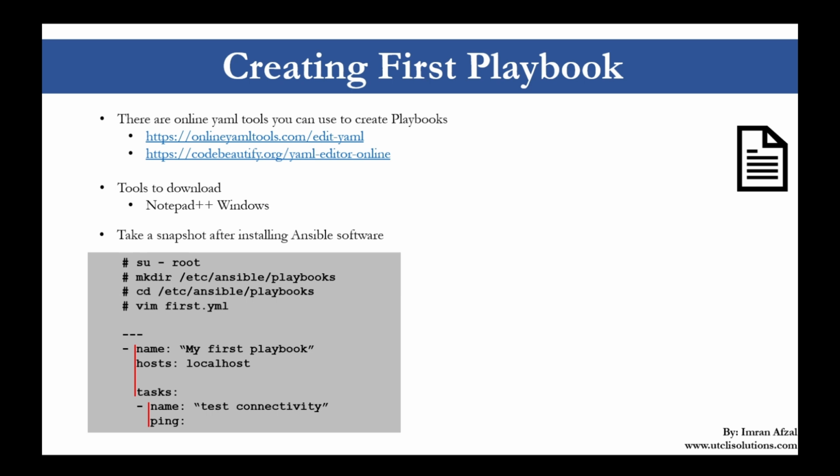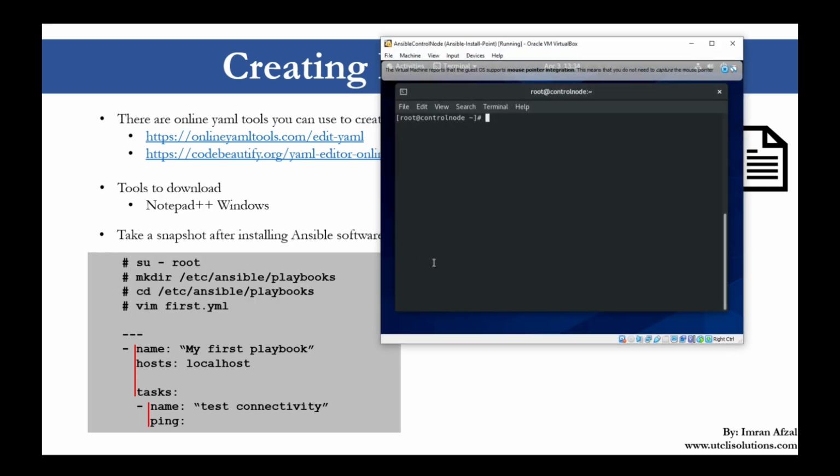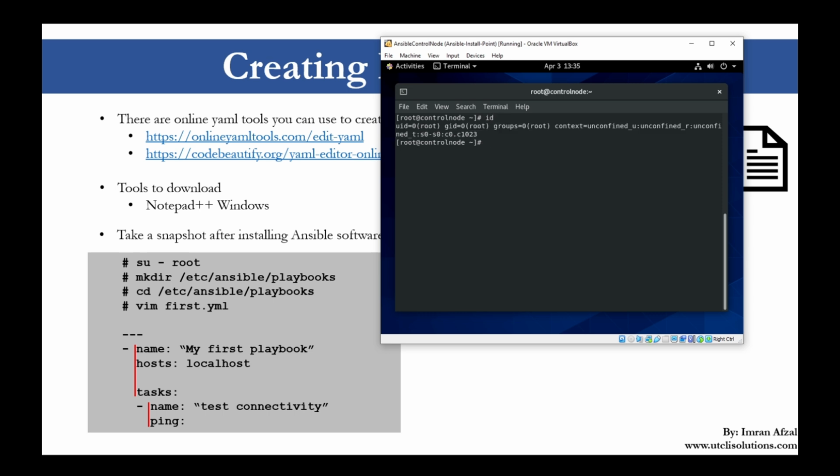All right, let's go into our Linux machine. Right here is our Linux machine. Before we do anything, let's create a snapshot, which we already did, by the way. Sorry. Yes, we have taken our snapshot. Now go ahead and become root, which I am already root. When I do id, it shows I am root. Okay, let's make a directory, etc Ansible playbooks. This is the directory where we will create all our playbooks. Let's cd into the directory.